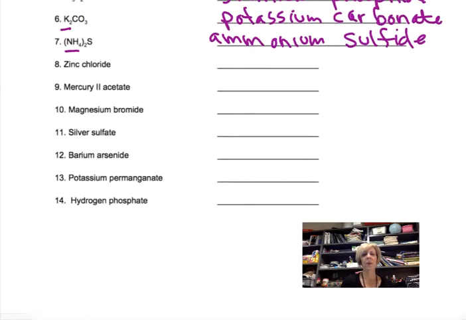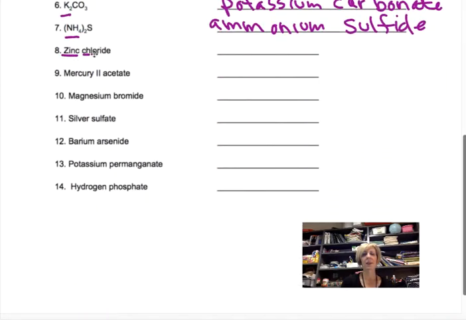All right, so now we're going to go with zinc chloride. Zinc is a +2, chloride is a -1, so it's going to be ZnCl2.